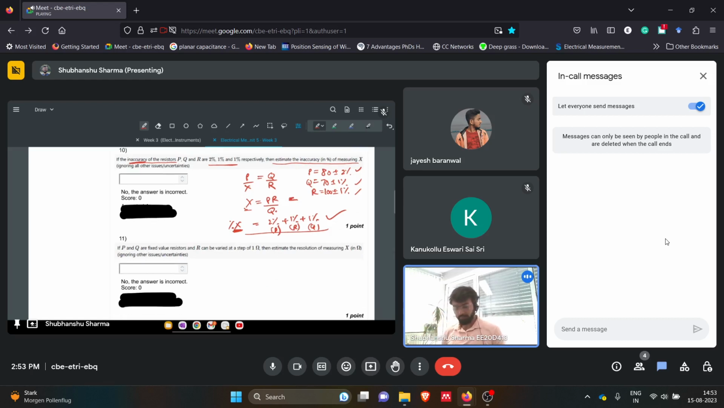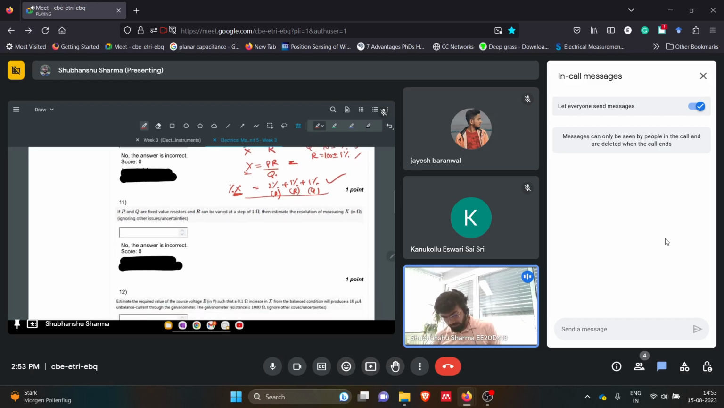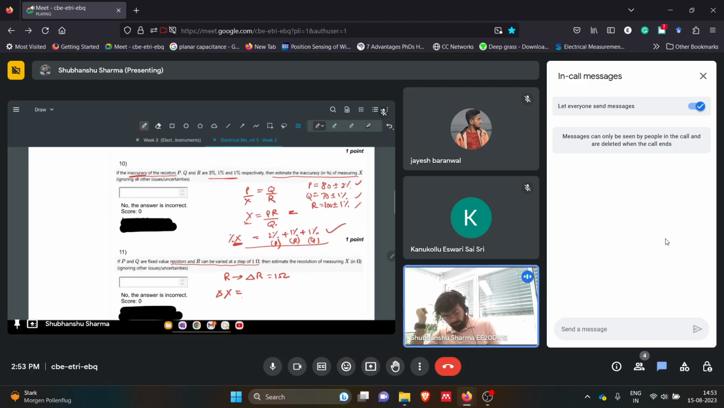Now the next question. If P and Q are fixed value resistors and R can be varied in steps of 1 ohm, so they are saying delta R, the change in R, equals 1 ohm. Then estimate the resolution of measuring X. So how can we measure delta X? They have said that P and Q are fixed. So we had X equals P R by Q.